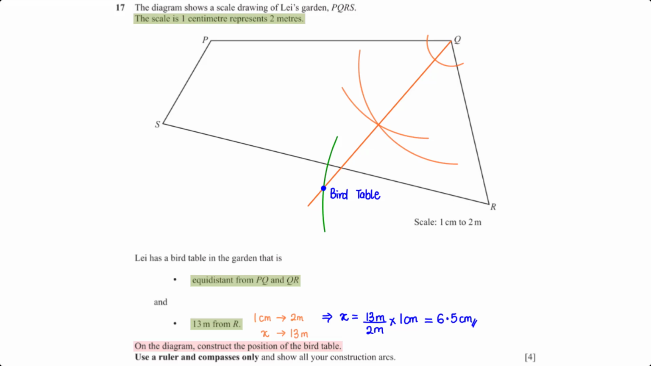Using a ruler, measure the width of your compass to be 6.5 centimeters. Stand at point R and inscribe an arc. The intersection point of this arc and the angle bisector is the location of the bed table.